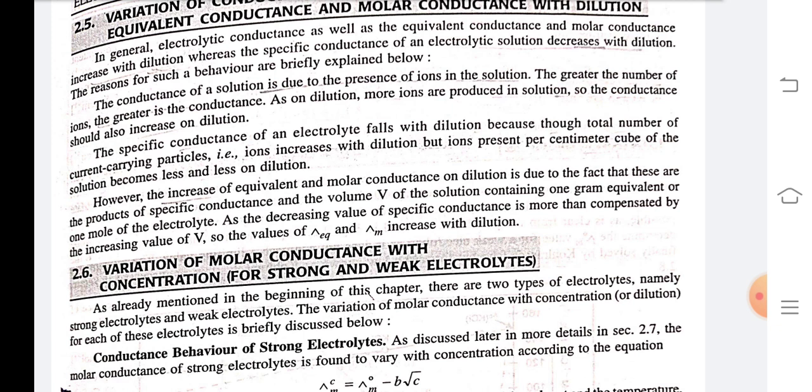However, the increase of equivalent and molar conductance on dilution is due to the fact that these are products of specific conductance and the volume V of the solution containing 1 gram equivalent or 1 mole of the electrolyte. As the decreasing value of specific conductance is more than compensated by the increasing value of V, the values of lambda equivalent and lambda m increase with dilution.